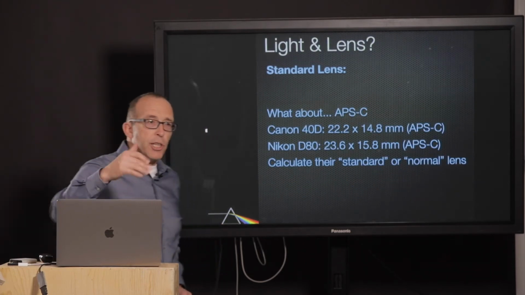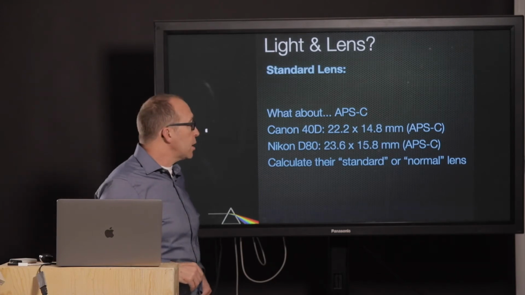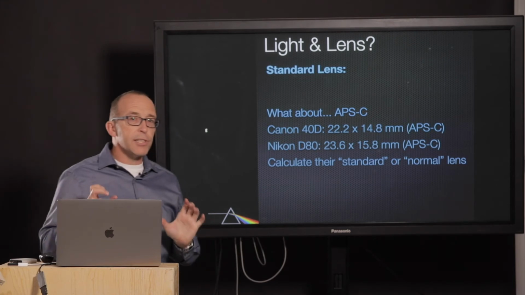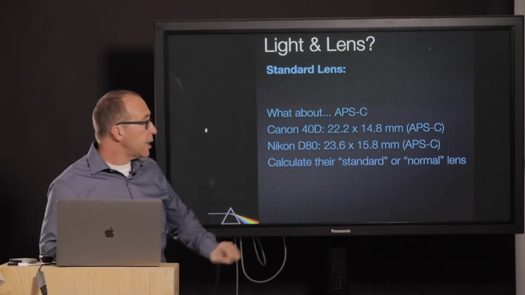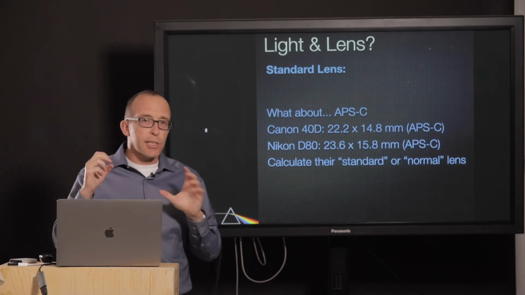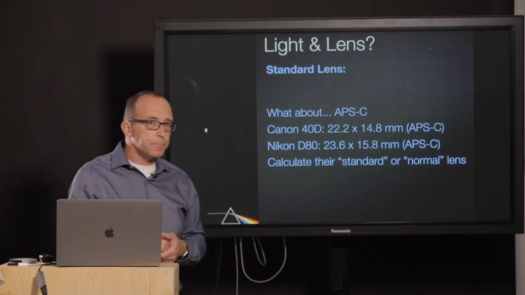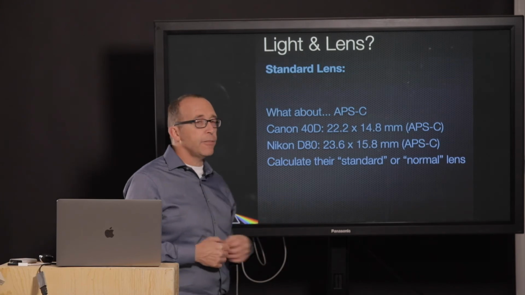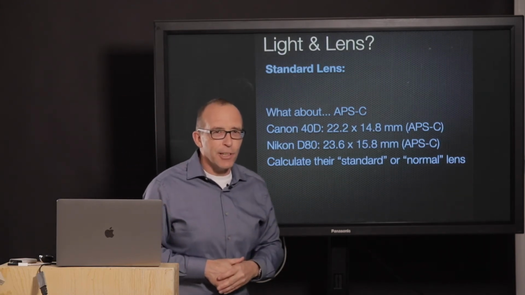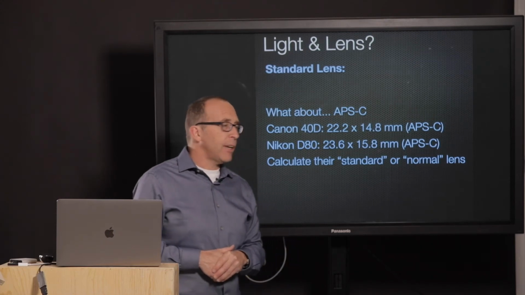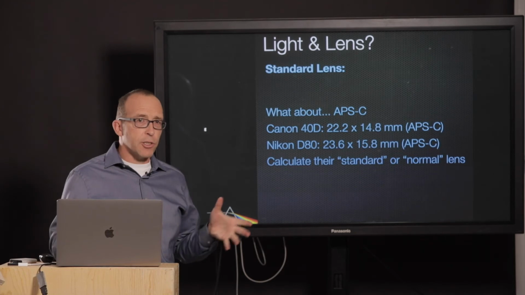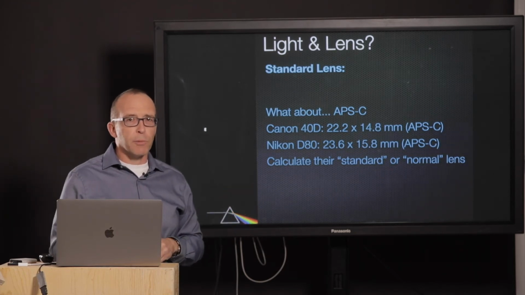So I've got a project for you to do, a little bit of extra homework. If you have what they call a crop sensor camera, I'd like you to figure out what is your normal lens. What is the standard lens for your camera? So let's do the math and figure it out, and maybe I'll talk about it in next week's video, and if I get the time, maybe I'll open up a Dropbox or create a discussion folder where people can input some of their answers.